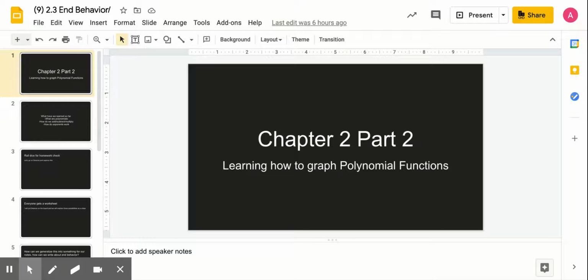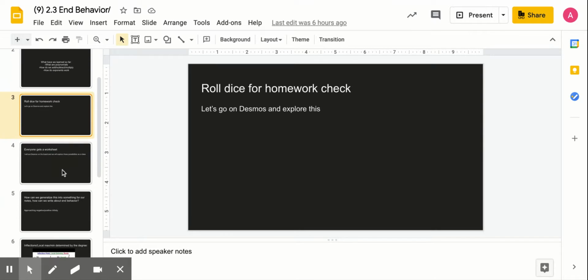All right, guys, we are moving into the second part of chapter 2. I'm really excited about this. I like graphing. That's where we're going. How are we going to graph these polynomial functions? We've done linear stuff. That's like a review of Algebra 1. We've done quadratics, right? Parabolas. But what happens when we go past that?